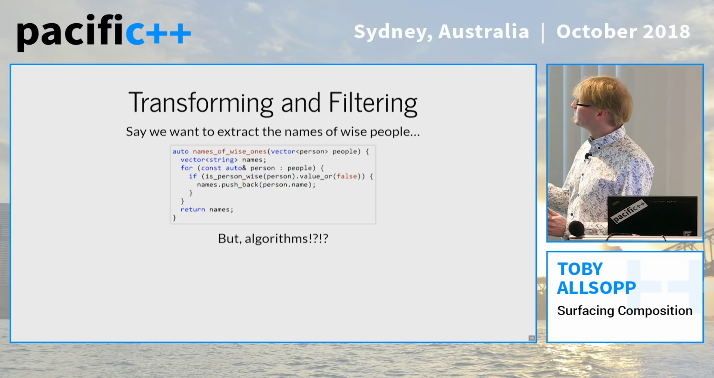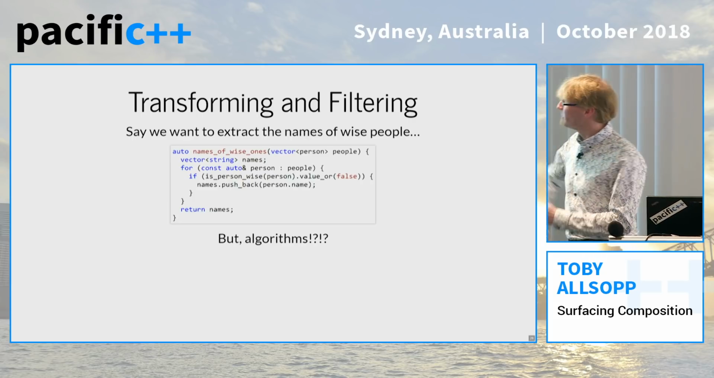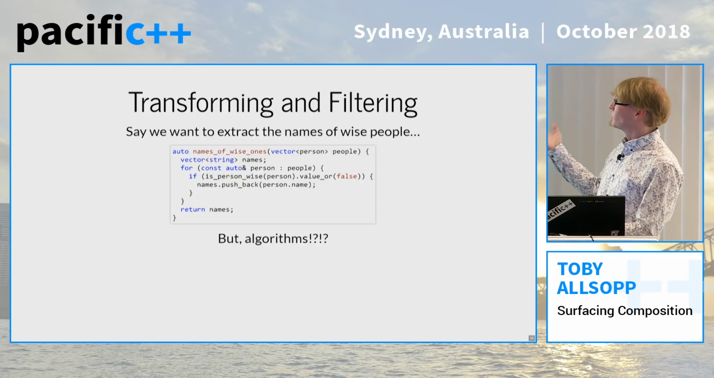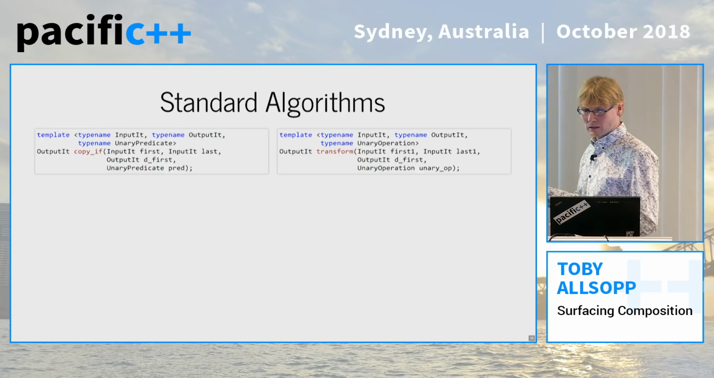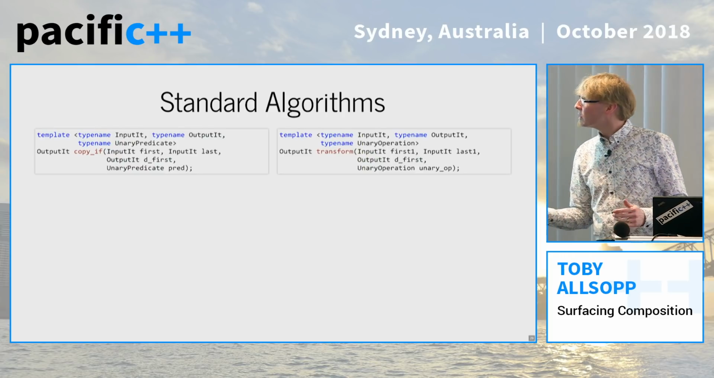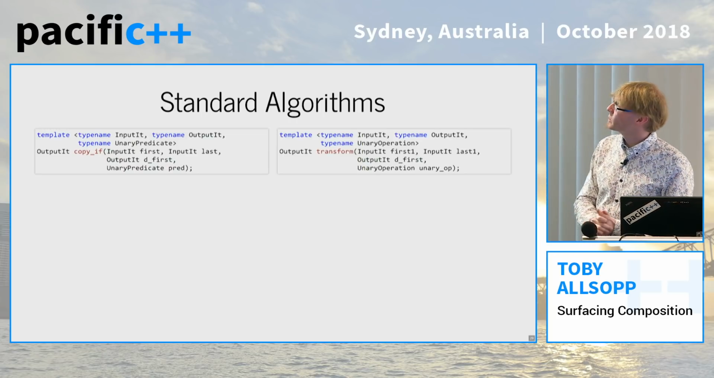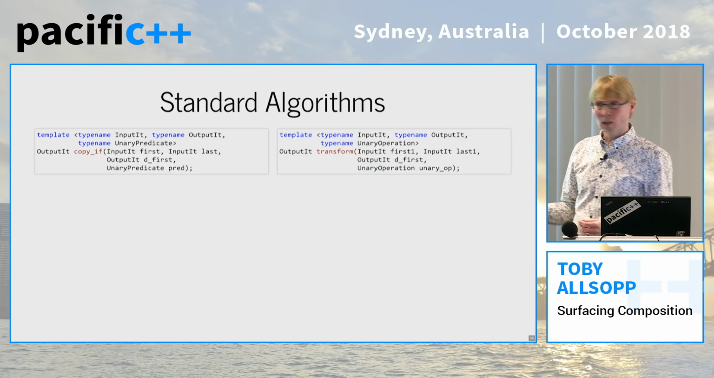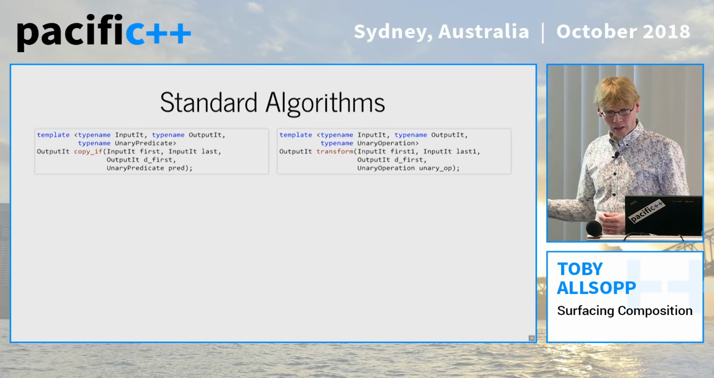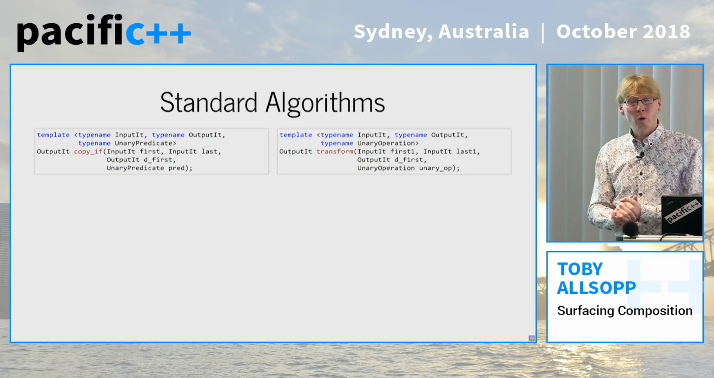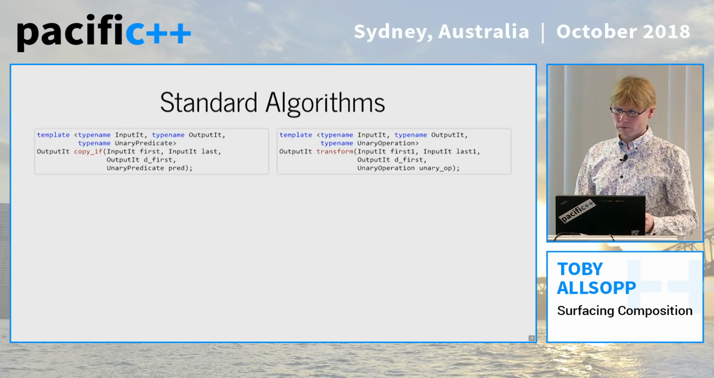But I said algorithms, and I didn't use any algorithms. Well, I wrote an algorithm, but I didn't call any of the standard algorithms. I didn't write a function that's an algorithm. So there's a couple of standard algorithms which seem like they're probably applicable to this. There's copyIf, which copies from one range into another the elements that satisfy a predicate. And there's an algorithm called transform, which copies from one range into another elements transformed by some unary function.